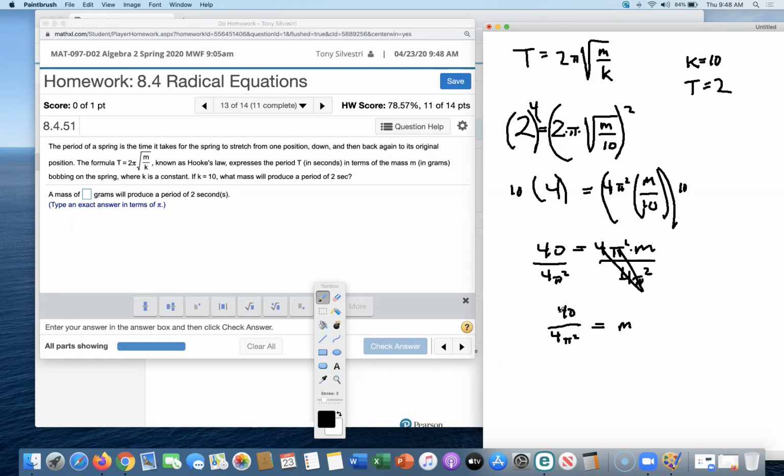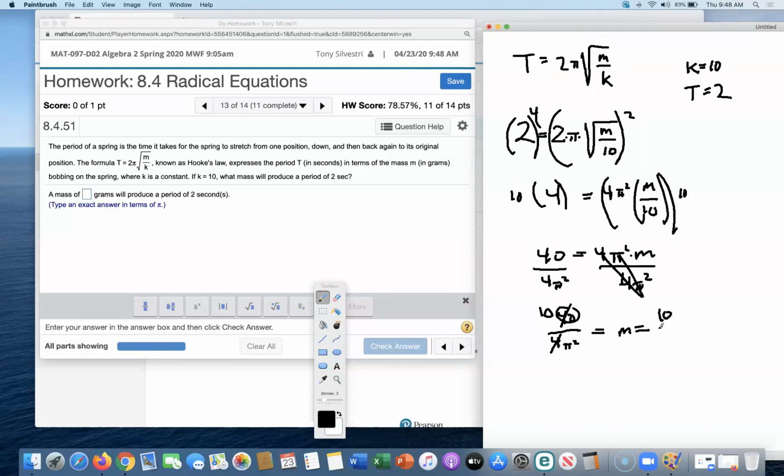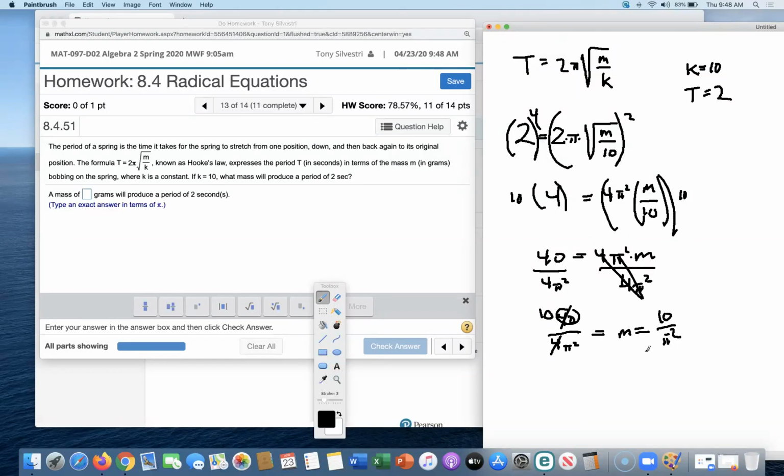I'm afraid it won't be the correct answer. We're very close to it. See, I see a 40 up top and a 4 on the bottom. 4 goes into 40 10 times. 4 goes into itself once. The correct answer, simplified, is 10 over pi squared. So let's see if that's what it looks like.